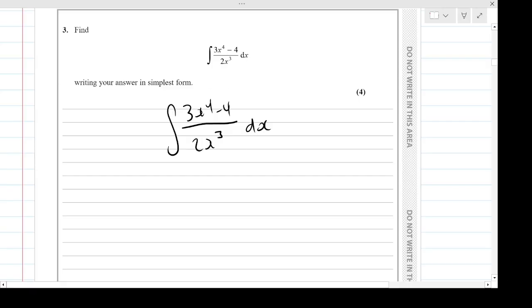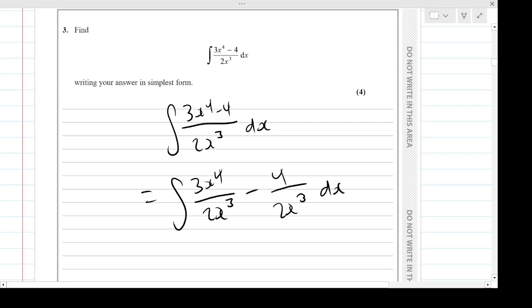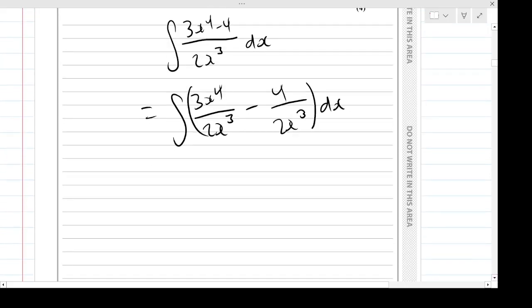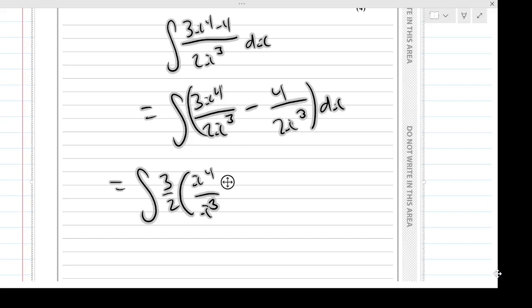So this is equal to the integral of 3x to the 4 divided by 2x cubed, then take away 4 over 2x cubed dx, and now I can proceed to use power laws. So that would be the integral of 3 over 2, then that's x to the 4 over x cubed, right? So I factored out the 3 over 2 here, so I get x to the 4 over x cubed.